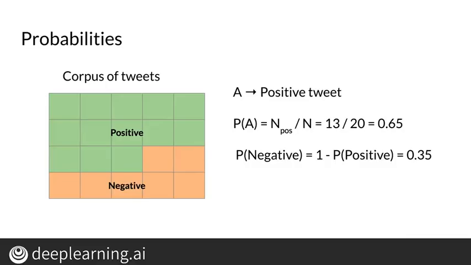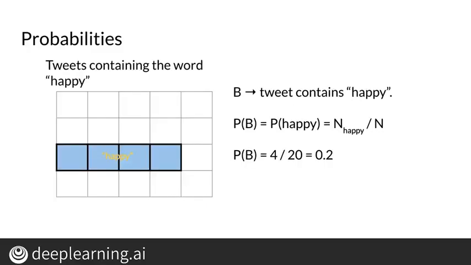It's worth noting that the complementary probability here, which is the probability of the tweet expressing a negative sentiment, is just equal to 1 minus the probability of a positive sentiment. Note that for this to be true, all tweets must be categorized as either positive or negative, but not both. Let's define event B in a similar way by counting tweets containing the word happy. In this case, the total number of tweets containing the word happy is 4.